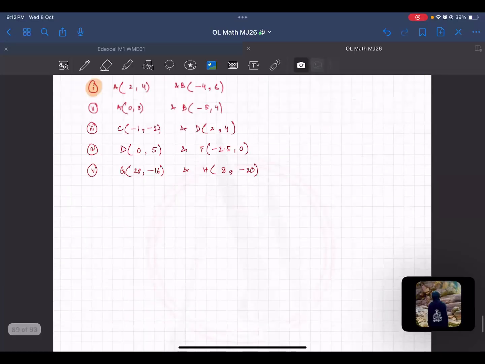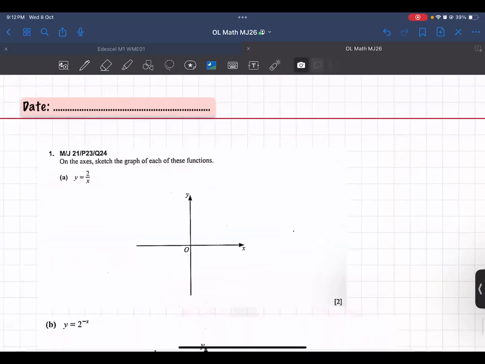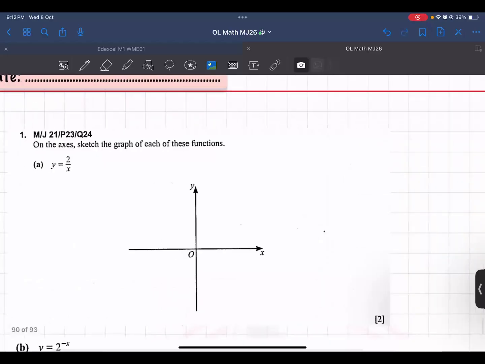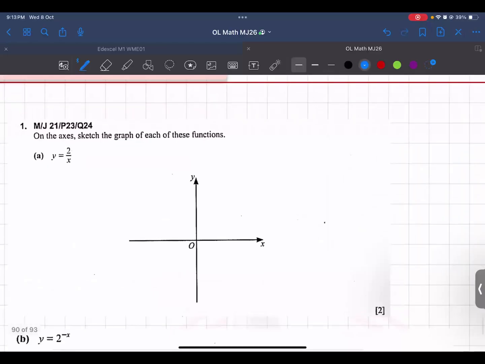Okay. So for today's class, we are going to do some past reviews on the sketches that we learned. Sketch the graph of these functions. First of all, y is equal to 2 upon x. This should click that this is an example of a reciprocal function, because you can see that the variable x is in the denominator. Whenever your variable x is in the denominator, it is a reciprocal function.